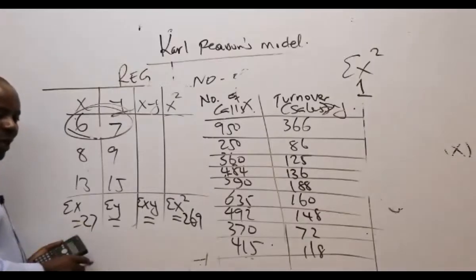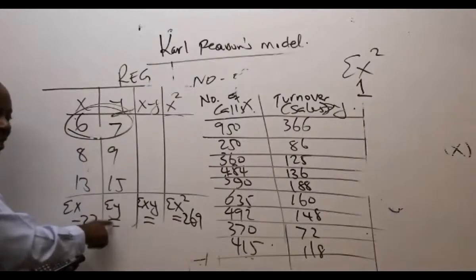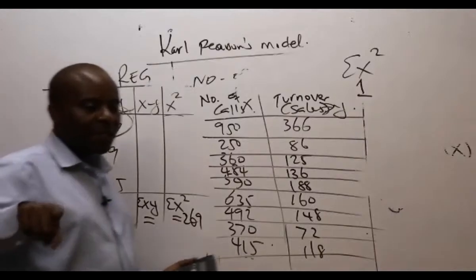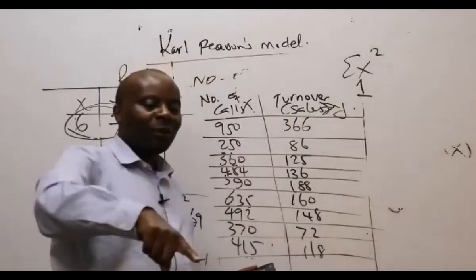So summation of x is 27. Now, using that concept, could you kindly try evaluating summation of y for me? Anytime I want any summation, before I go back to pick the student, okay, no problem, don't come out.